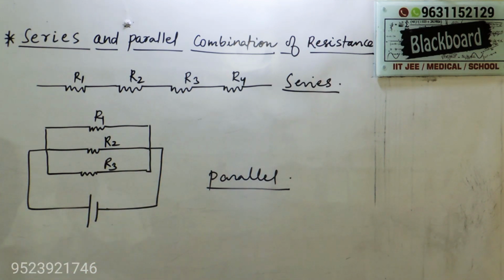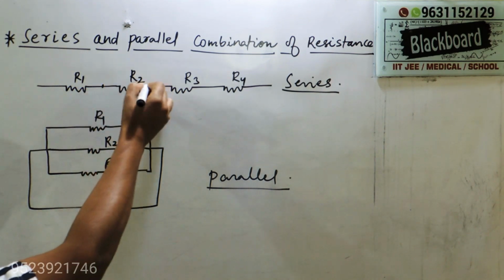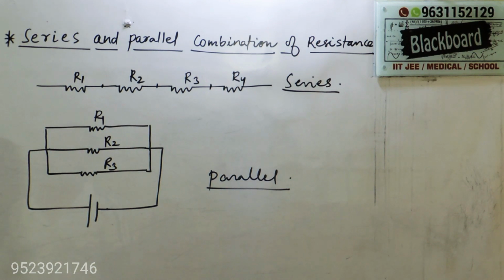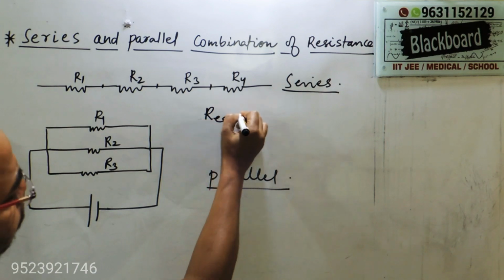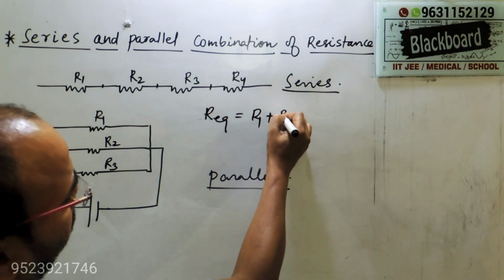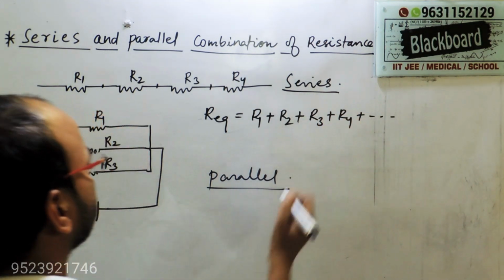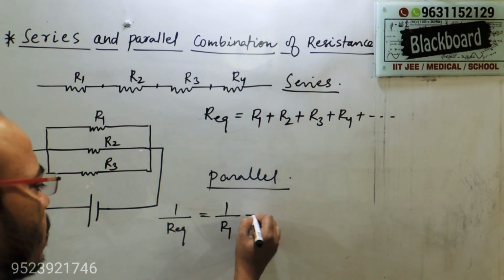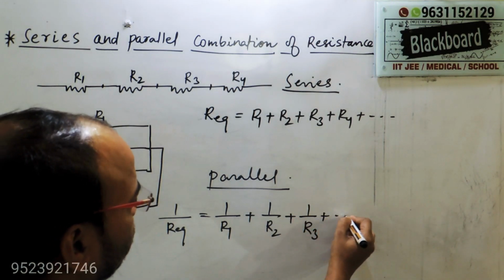Now, what is series combination? If resistances are connected end to end, then this is called series combination. In series combination, the equivalent resistance R equivalent is equal to R1 plus R2 plus R3 plus R4 plus and so on. In parallel combination, the equivalent resistance is given by 1 by R equivalent equals 1 by R1 plus 1 by R2 plus 1 by R3 respectively.